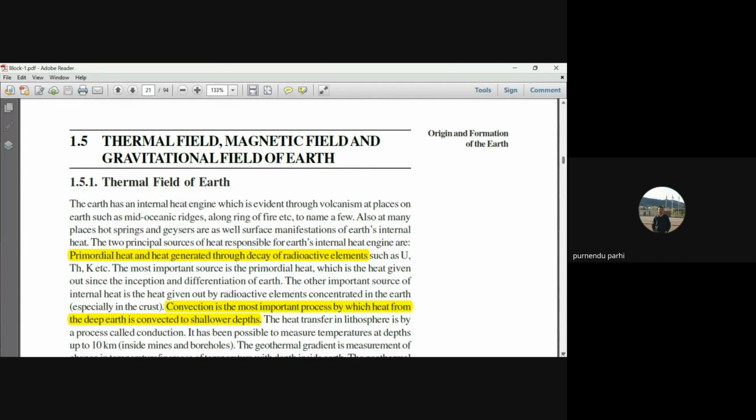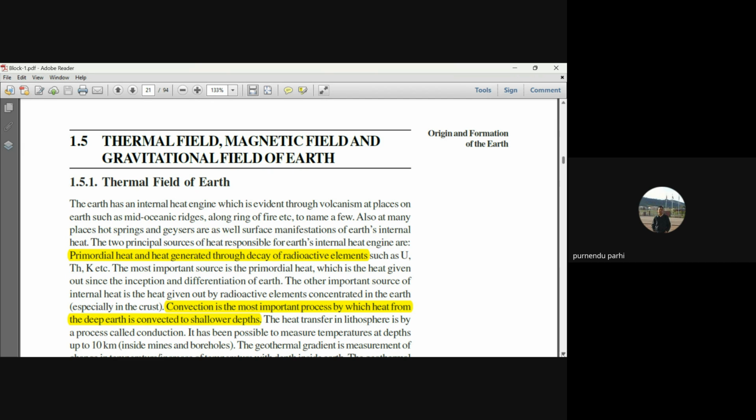Then the thermal field, magnetic field, and gravitational field of Earth. Thermal field of the Earth: primordial heat and heat generated through decay of radioactive elements such as uranium and thorium. The most important source is the primordial heat, which is the heat given out since the inception and differentiation of Earth. The other important source of internal heat is the heat given out by radioactive elements concentrated in the Earth.